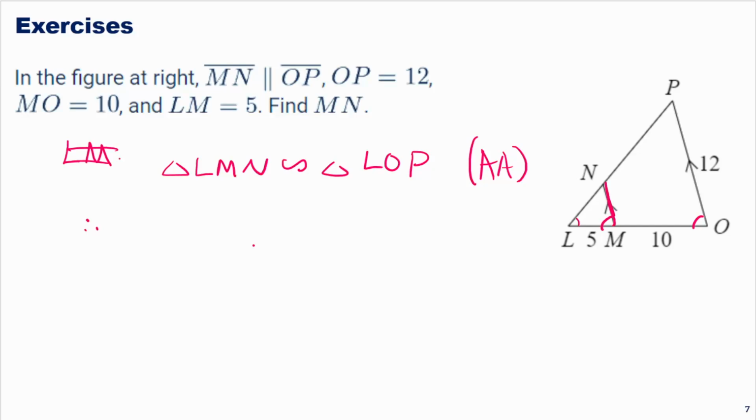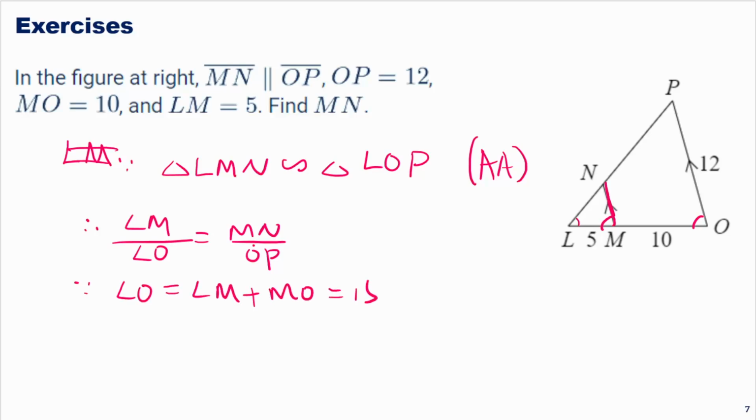Then we have LM over LO equals MN over OP. And since LO equals LM plus MO, which is 15, we now have 5 over 15 equals MN over OP, which is 12. And this gives us MN equals 4. A pretty straightforward question. Any questions? No questions. Okay, then let's consider another one.